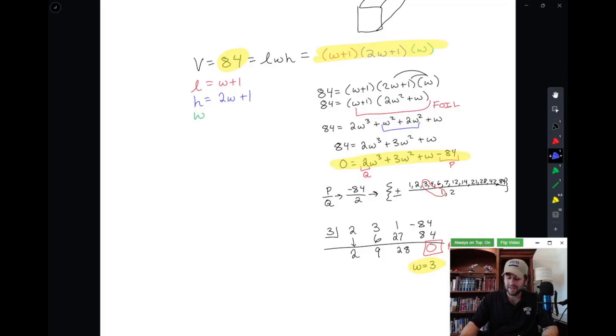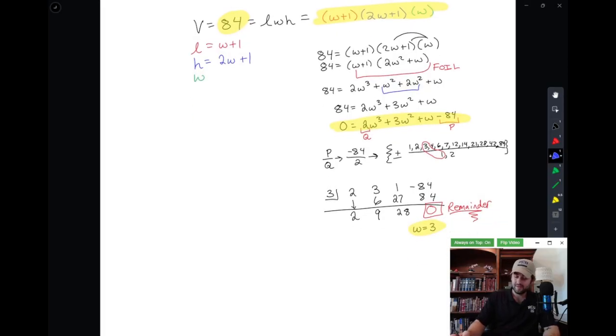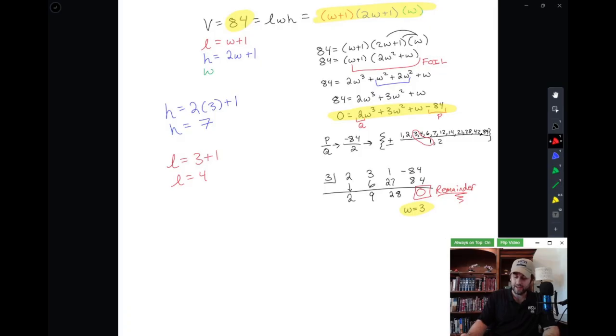And so if we have 3 as our width, then I can use the blue equation to say the height is equal to 2 times 3 plus 1, which means the height is equal to 7. And I can use that red equation to say the length is equal to the width plus 1, which the width was 3 plus 1, and so the length equals 4. And so I've got my length and width and height all right there.